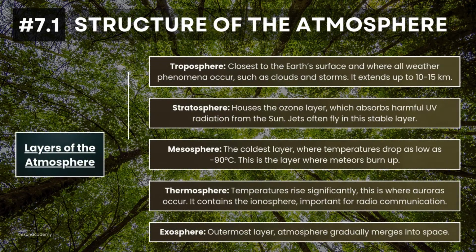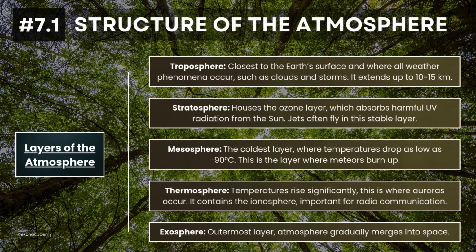Chapter number 7.1, Structure of the Atmosphere. The atmosphere is a protective layer of gases surrounding Earth, divided into five key layers. Number 1, the troposphere. The troposphere is the closest to the Earth's surface and where all weather phenomena occur, such as clouds and storms. It extends up to 10 to 15 kilometers. Then comes the stratosphere, which houses the ozone layer, which absorbs harmful UV radiation from the sun. Jets often fly in this stable layer. Then comes the mesosphere, the coldest layer, where temperatures drop as low as negative 90 degrees Celsius. This is where meteors burn up.